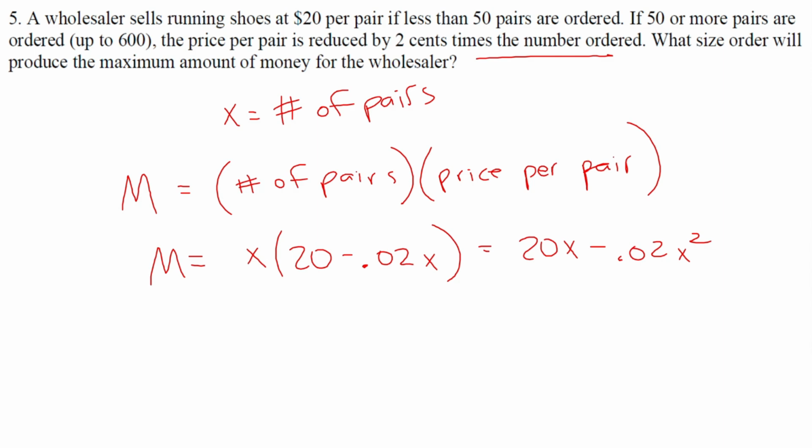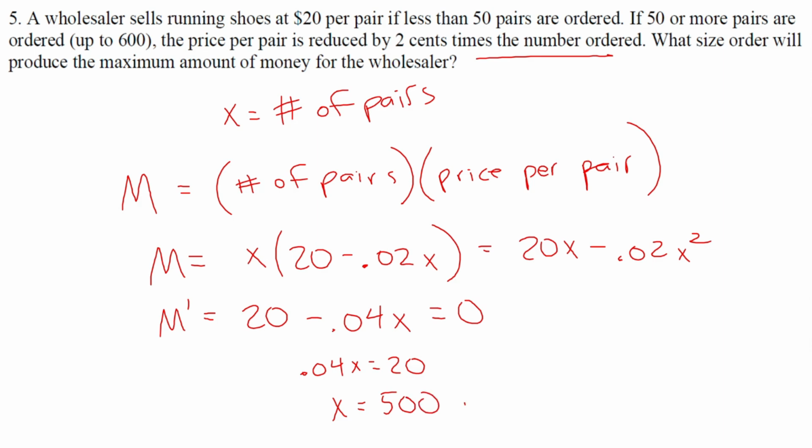And so as we then go through, we just need to take a derivative of this. M prime is going to be 20 minus 0.04x. We'll set that equal to 0. Right? And when we solve that, we just get 0.04x equals 20. Well, in order to solve that, we're going to have to multiply that by 25, right? So x is going to be 20 times 25, which is 500 total pairs, right? That's going to be our answer.